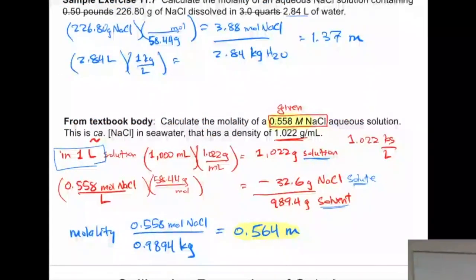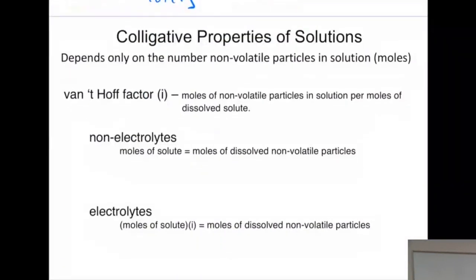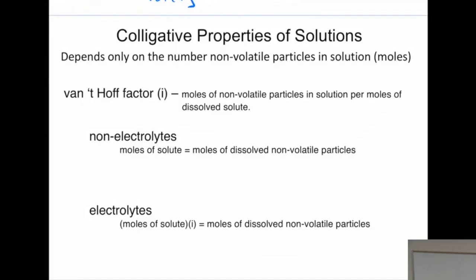All right. So that's what molality is. You should know what it is. You know how to calculate it. Know what the difference is. Now let's talk about that other new thing that you need to know about, which is the Van 't Hoff factor. And this has to do with counting the number of non-volatile particles in the solution.